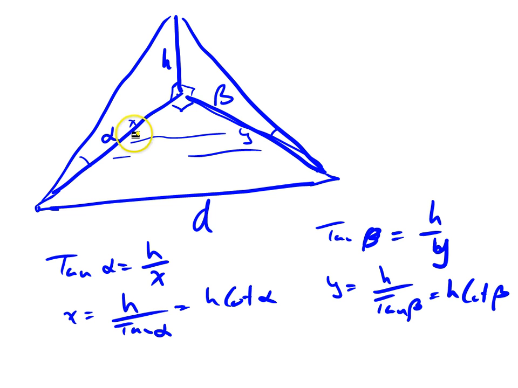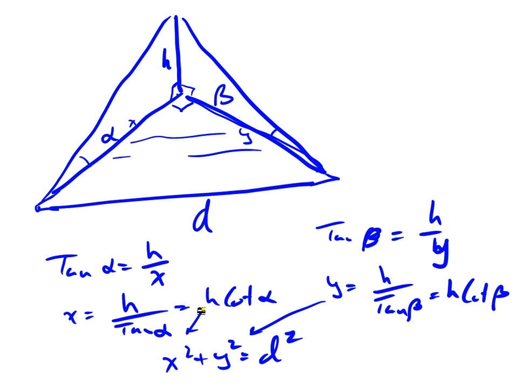So the thing is, I know this side and this side. Because this is a right angle, I can use the Pythagorean theorem to get a relationship that x squared plus y squared equals d squared. Then you can plug these things in, because you know what x is, you know what y is. And the idea is you want to solve for h. Each of these involves h.